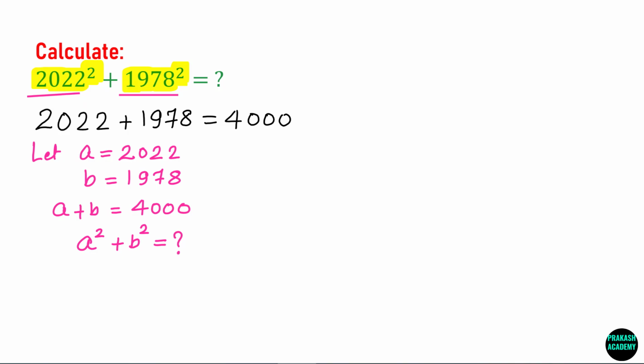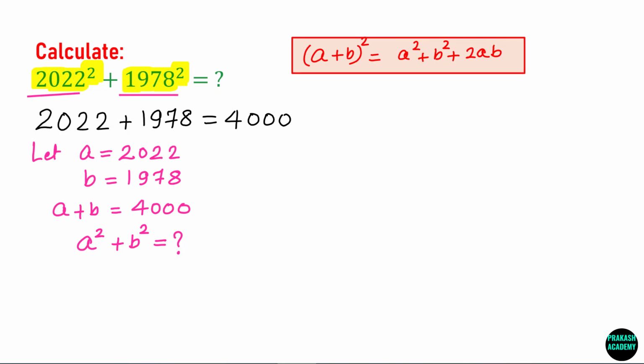Now how will you solve? You see, the A square plus B square term can come if you square this equation, that is A plus B is equal to 4000. If you remember the formula for A plus B whole square, this is equal to A square plus B square plus 2AB.